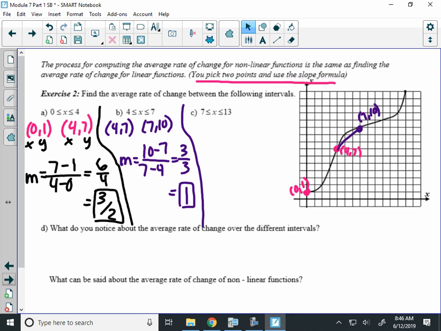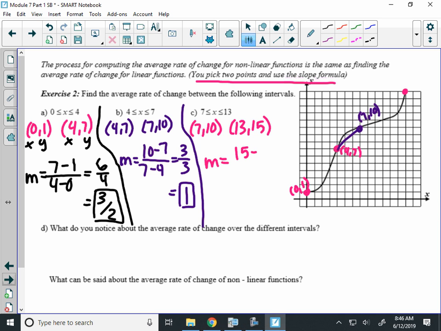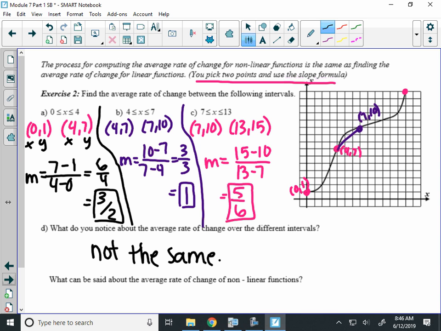Finally, my last point here. I'm going to start at 7, so the ordered pair was 7, 10, and go up to 13, 15. And so the slope would be 15 minus 10 over 13 minus 7, which is 5 over 6. But what do I notice this time? I had a curvy line. I noticed that none of the rates are the same. So the slopes or the rates are not the same, which is a little different, but not bad.